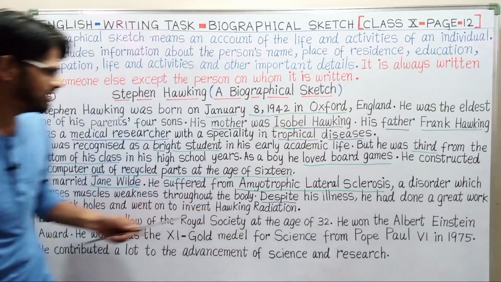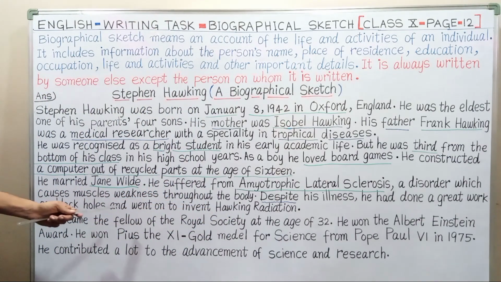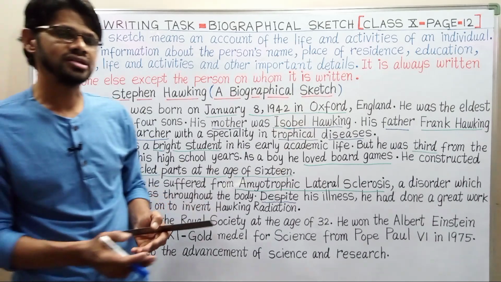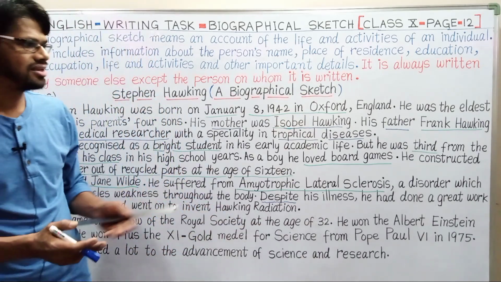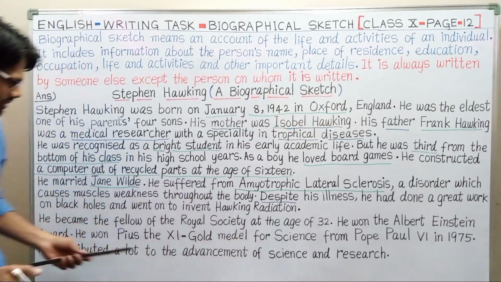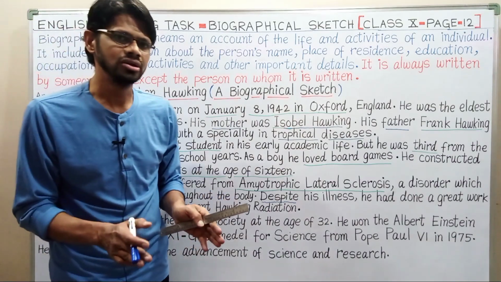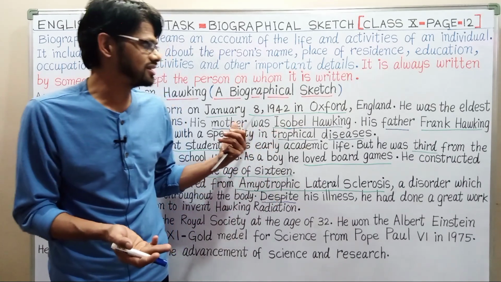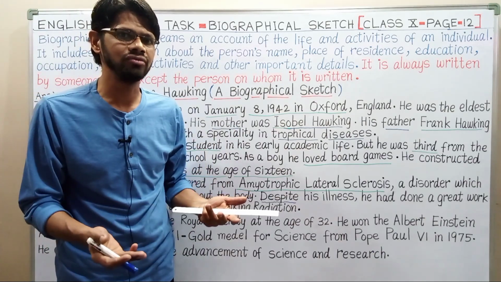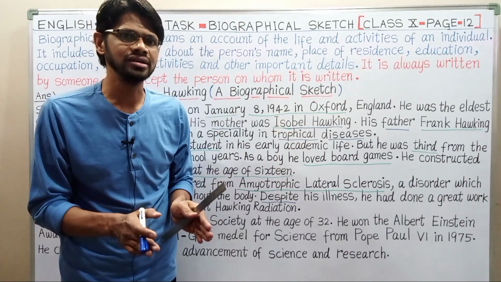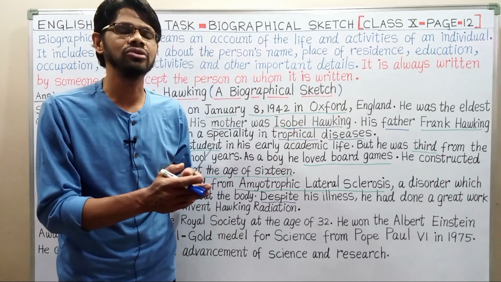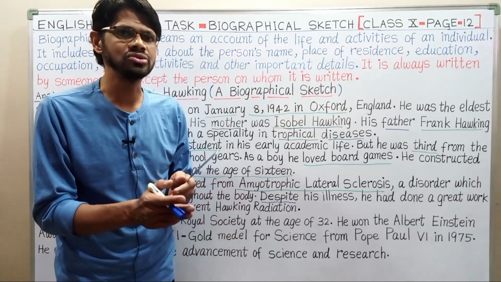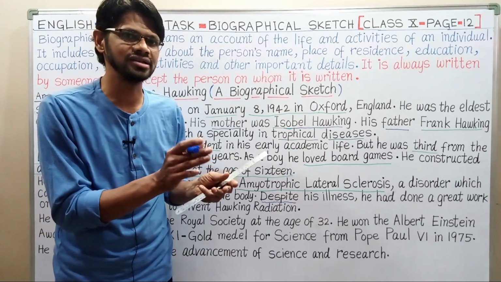Despite his illness, he had done a great work on black holes and went on to invent Hawking radiation. In the last paragraph, we are writing about how many awards and achievements he got, and what other things he did in his life. So here everything will be in the question. There will be no problem. We may not know about the scientist or any other person, but there is nothing to worry about, because everything will be in your question itself. We just have to organize the information by using accurate sentences and correct grammatical structures.